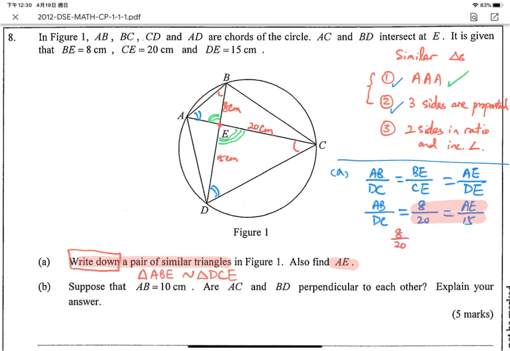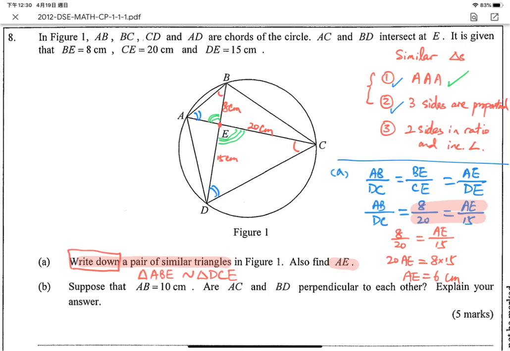8 over 20 equals AE over 15. Just focus on this relationship. It can help us find the length of AE. 20 times AE equals 8 times 15. So AE equals 8 times 15, which is 120, divided by 20, which is 6. So AE equals 6 centimeters. So that is part A.